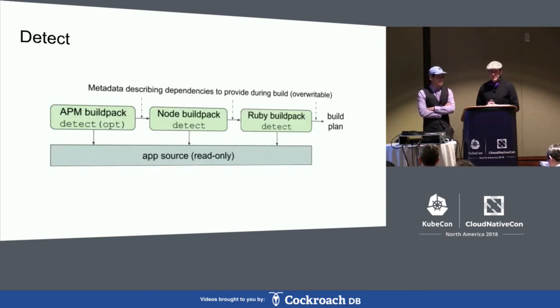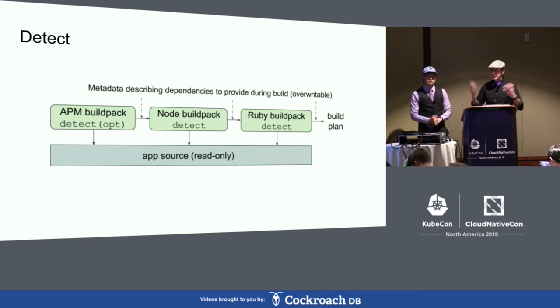So taking a closer look at detection, if we have a builder that has multiple build packs, we might have some build packs that are optional, like an APM build pack, maybe a build pack for New Relic, which could install an agent that instruments your code and reports up to New Relic servers. But you might also have some required build packs, like Ruby, obviously if you have a Ruby app, and maybe Node.js too, because you need it to prepare your JavaScript assets. So each of these build packs will run their detection to determine if they apply to this source code, and they'll produce a build plan, which is some metadata.